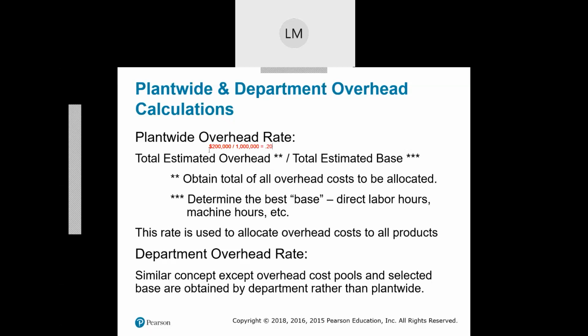And so under a plant-wide overhead rate system, for every machine hour I incur, I'm going to allocate overhead. So let's say job 125 incurred 55 machine hours. So 55 machine hours times my allocation rate of 0.20 gives me how much? 55 times 0.2 gives me $11.